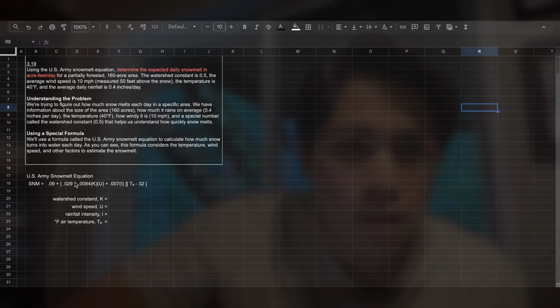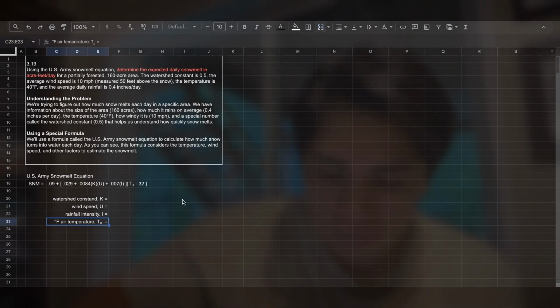0.09 plus this value. These values never change. The variables are the ones that are going to change depending on our case study. K represents the watershed constant, which is 0.5 for us. We have U as the wind speed, I as the rainfall intensity, and T sub A as the temperature of the air in Fahrenheit degrees. Make sure this is in Fahrenheit degrees.